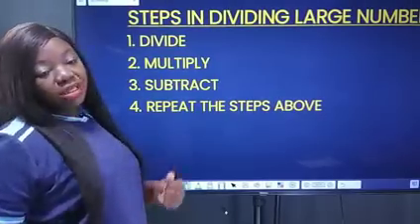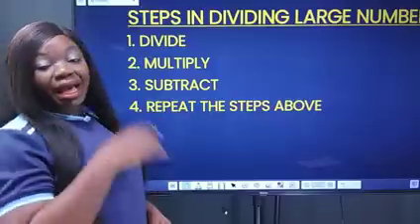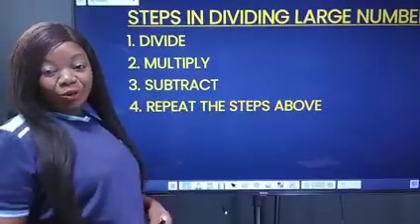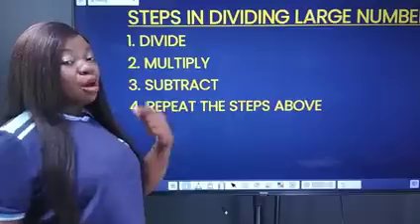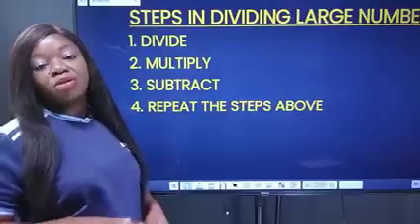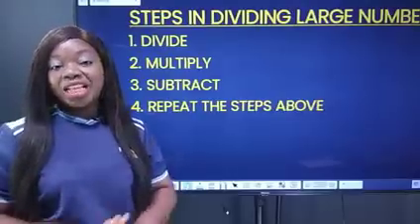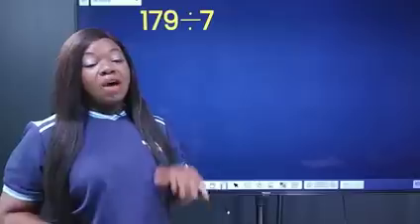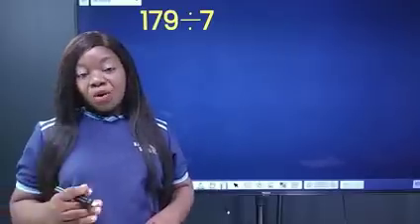So it comes like this: divide, multiply, subtract. Then you go again, divide, multiply, subtract. And you go again, divide, multiply, subtract, until you get to the last level where you'll be unable to divide again, or where you have decided to stop dividing. Now the first example says 179 divided by 7. Now we're going to divide, multiply, subtract, and we'll repeat the process.